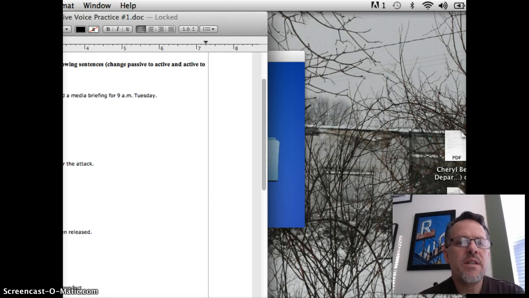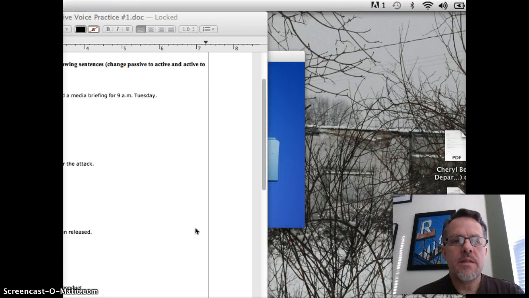The second one, investigators gave no motive for the attack. This is an active voice sentence. The object is no motive. So that would be our new subject. No motive was given for the attack by investigators. Or, no motive was given by investigators for the attack.